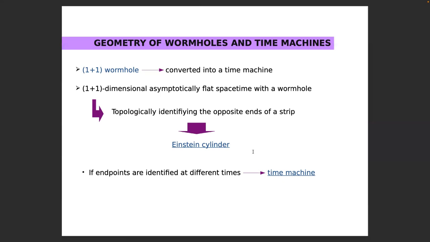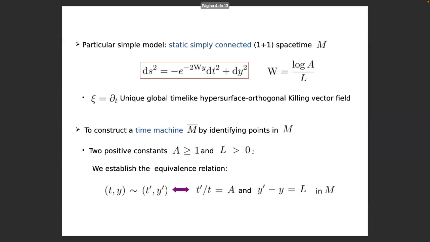When this kind of wormhole is converted into a time machine, the idea is that this topological identification of the ends of the strip is not performed at the same time. If you do this topological identification at different times, then what you get is a time machine. So this is the extremely simple model that we consider. In terms of a metric, we choose here a particular simple case, but as we are in 1+1, the rest of the cases are only differentiated by a conformal factor that does not influence the general result of the topology.